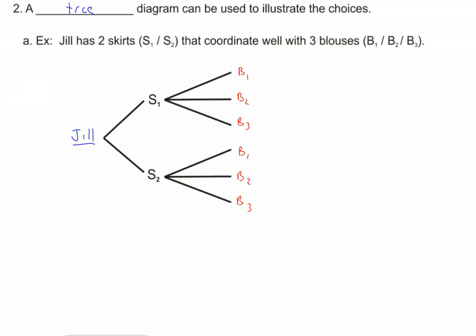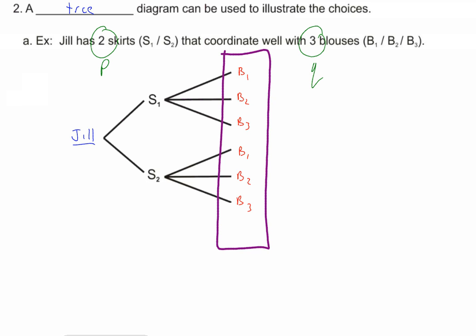How many total choices? No, be careful. How many total choices? Remember, there are P of these and Q of these. 6. So if you did everything correctly in your tree diagram, the last line will tell you the total number.